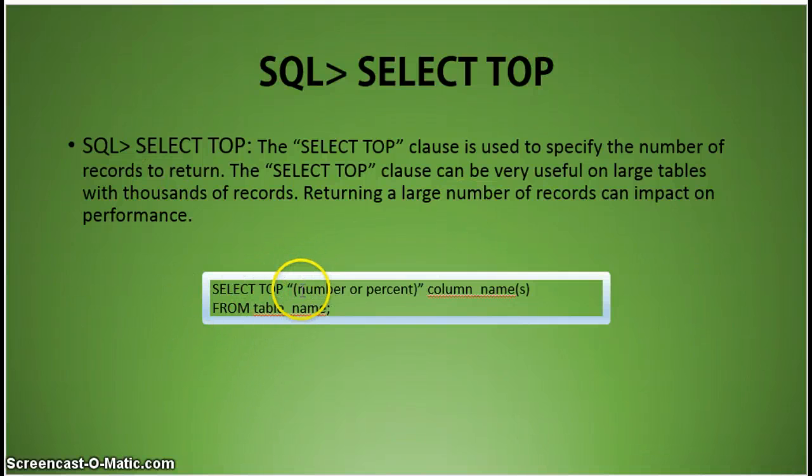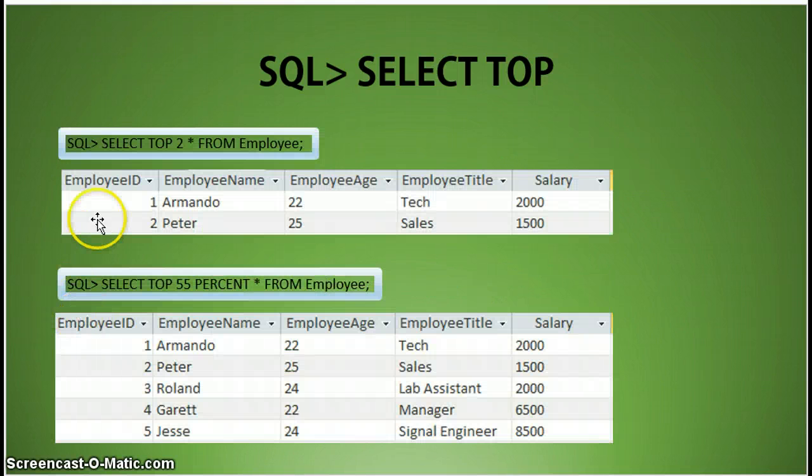SELECT TOP number or percent. You can specify the number in your table, or what percentage you want it to show, of the column name or names from the table name. Here we have an example. SELECT TOP 2 from employee. Here we have the employee name, and then here we have the employee age, employee title, and salary.